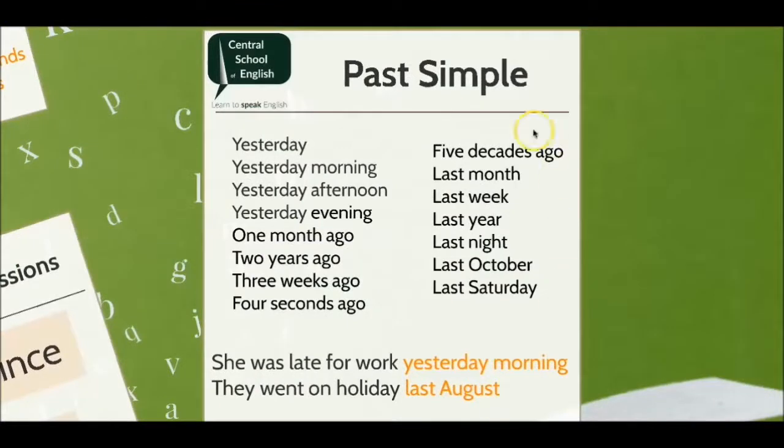When we make past simple statements, we use time expressions, including yesterday, yesterday morning, yesterday afternoon, yesterday evening, 1 month ago, 2 years ago, 3 weeks ago, 4 seconds ago, 5 decades ago, last month, last week, last year, last night, last October, and last Saturday. For example, she was late for work yesterday morning. They went on holiday last August.